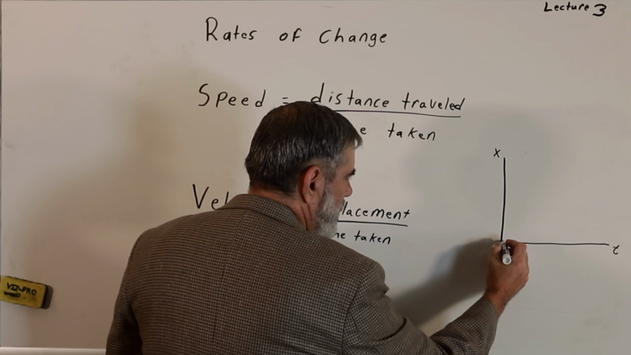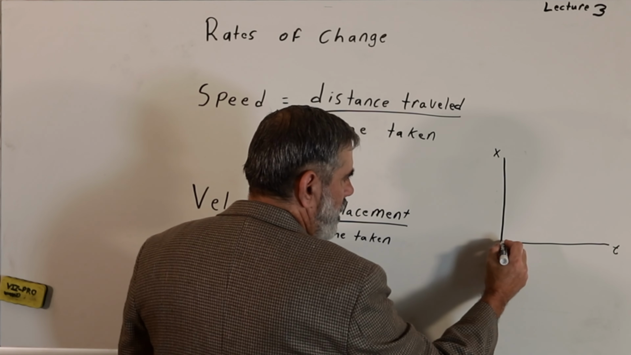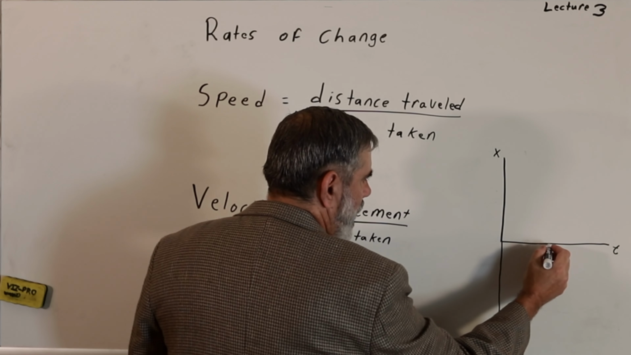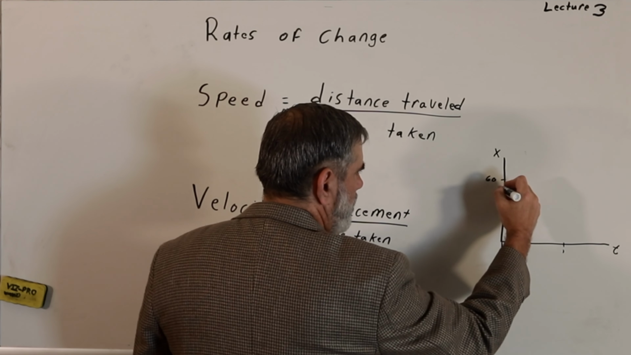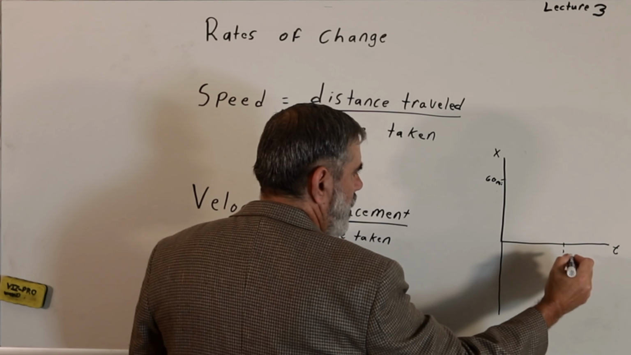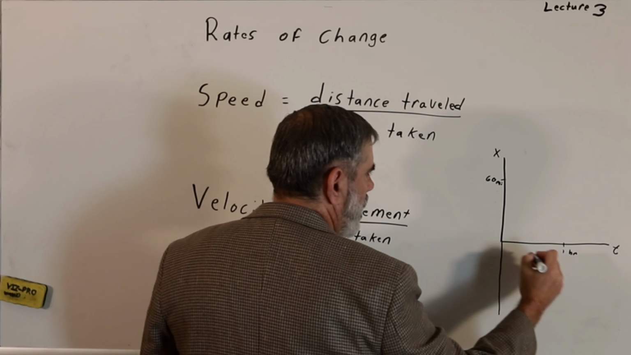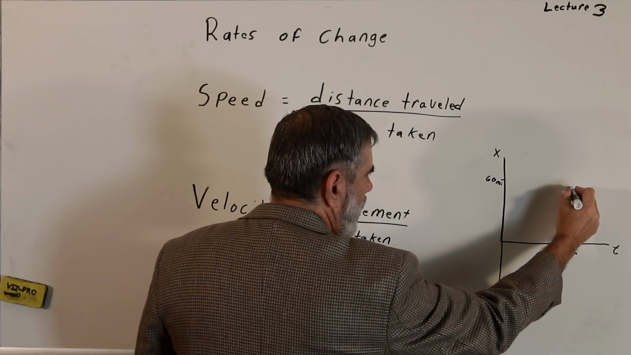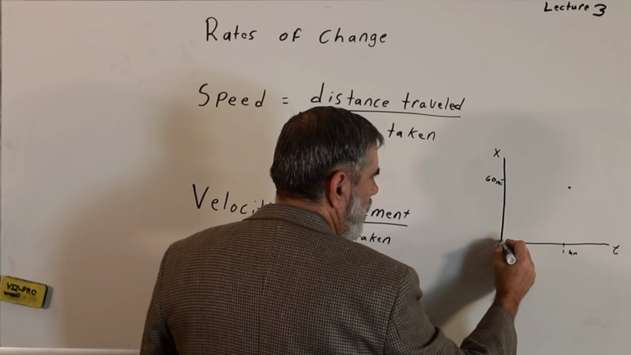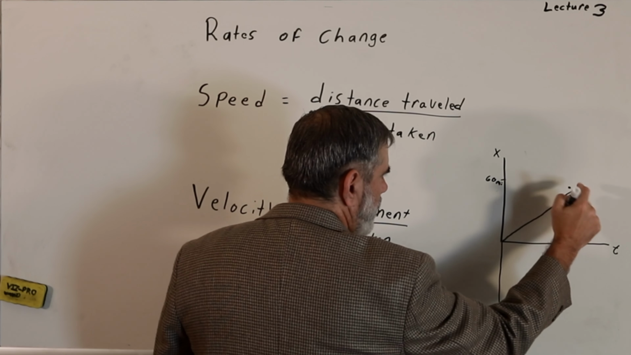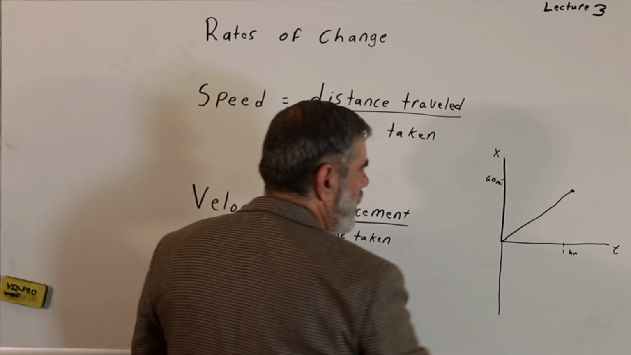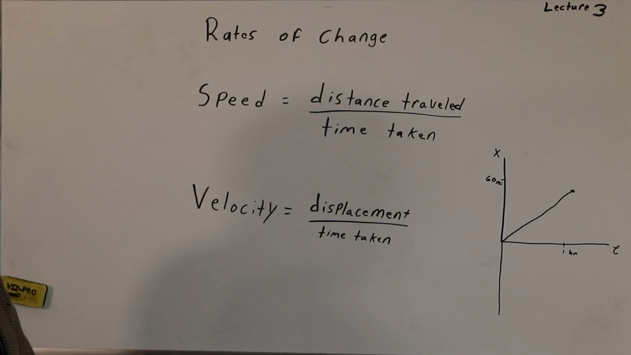So if I travel at 60 miles per hour, that means that at 1 hour, let's say that 1 hour is here, and this is 60 miles, then this point here would be my final destination. And we would have a line, extending up to that.